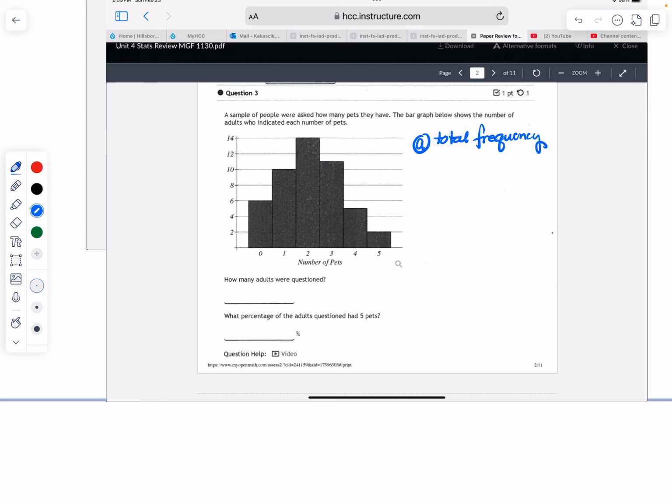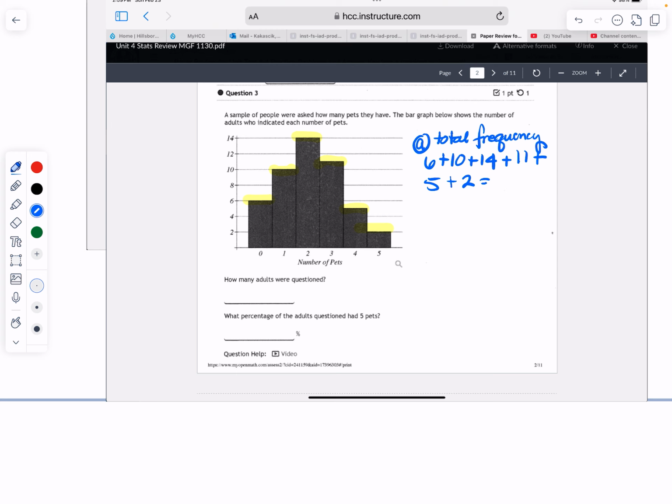So we're going to do the same process I just did. I'm going to add up all the values. So I look at the height of each of the bars of the histogram, and I add that up. So this becomes 6 plus 10 plus 14 plus 11 plus 5 plus 2.